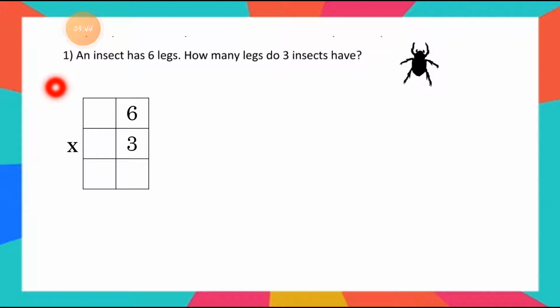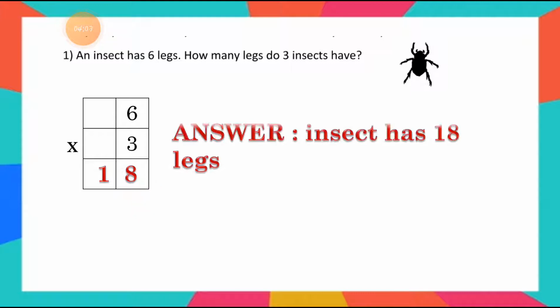Example number 1. An insect has 6 legs. How many legs do 3 insects have? So we are finding two pieces of numerical information, 6 and 3. So that's why I am writing 6 and 3. So 3 sixes is equal to 18. So the answer is 18. And we have to give the answer in words also. So we can write: 3 insects have 18 legs.